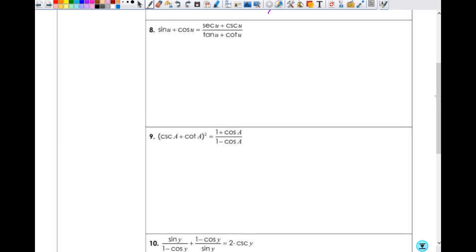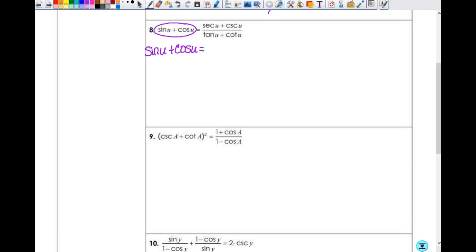So remember, when we're going to prove these, you want to manipulate the side that looks more complicated. So which side would you say that would be? The right side. So that means the left side is our goal. So I'm going to circle this because this is my goal. And I'm going to rewrite that. Sine of u plus cosine u. And yes, you have to rewrite it every time.